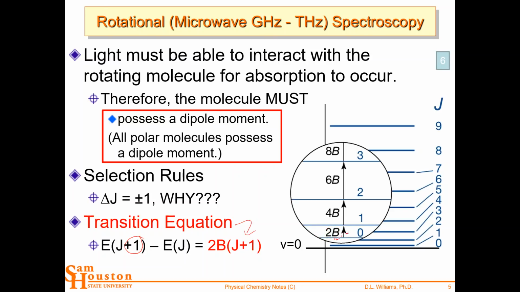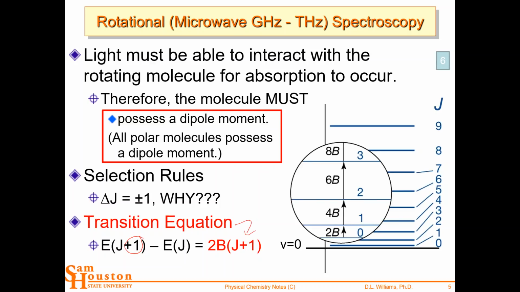You see that? You put a 1 in the transition equation, it's 1 plus 1, that's 2, times 2B. So 4B. If you put 2 in the transition equation, that's 3 times 2 is 6B. So you see 6B. So that's the energy differences. That's the transition equation. That's how you use it. So those are all of the transitions.